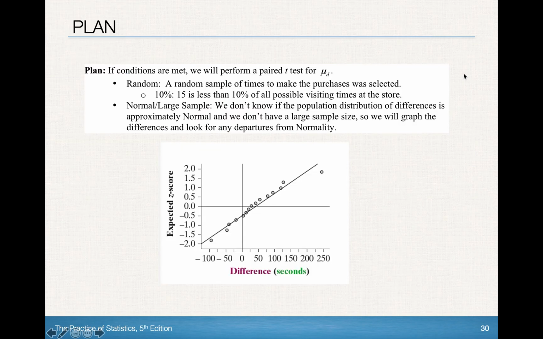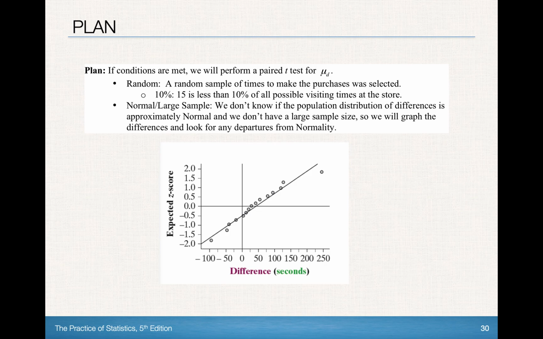And my plan section. If the conditions are met, we're going to perform a paired t-test or a matched pairs t-test, whatever you like to call it. This was a random sample of times to make the purchases that were selected. We are going to assume that 15 is less than 10% of all possible visiting times in the store. Now you might be wondering, why are we checking the 10% rule here, but we didn't check it in the last problem? Remember, the last problem was an experiment with volunteers. This is not an experiment. This is a sample. I randomly sampled 15 times. And that's why anytime we are sampling, we have to check the 10% rule.